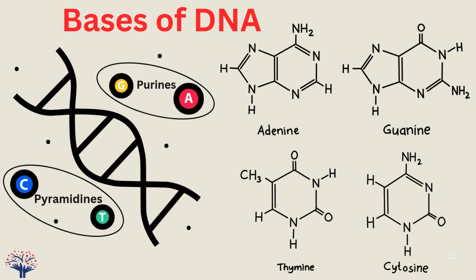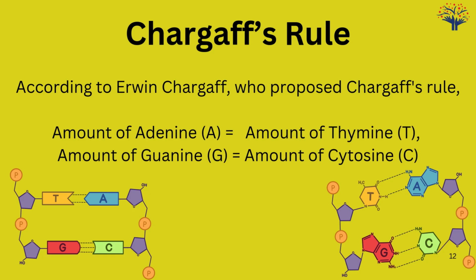The nitrogenous bases can be either purine or pyrimidine. Purine bases include adenine and guanine, while cytosine, thymine in DNA, and uracil in RNA are pyrimidine bases. According to Erwin Chargaff, who proposed Chargaff's rule, the amount of adenine (A) is usually similar to the amount of thymine (T), and the amount of guanine (G) usually approximates the amount of cytosine (C).